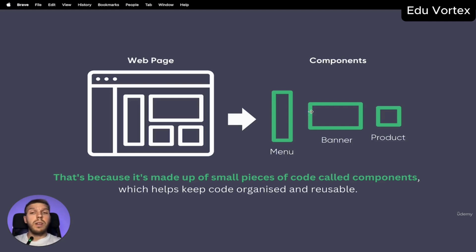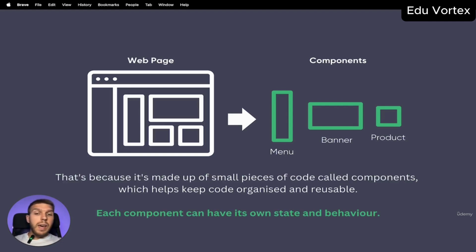That's because it's made up of small pieces of code which we call components, which helps keep code organized and reusable. You see, we have here some blocks. Imagine each is a component: this is a menu component, banner component, and product component. We have small pieces of code, these components, and then we just put them into the page and can reuse and combine them together, and it simplifies the building of applications. And each component can have its own state and behavior.